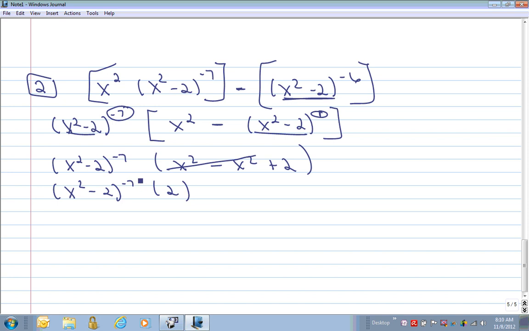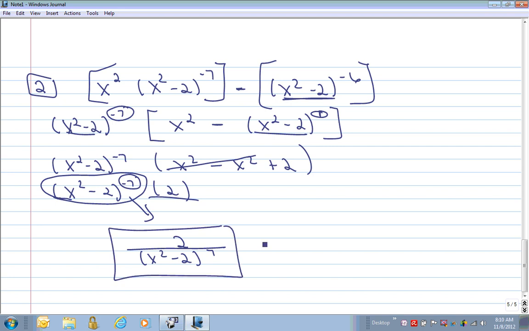Now, we don't like negative exponents, so I'm going to take this entire term and move it to the denominator, which will change my exponent to a positive. All right, so when I do that, I'll have 2 over x squared minus 2 to the positive 7. And that will be my final answer. Go Bearcats.